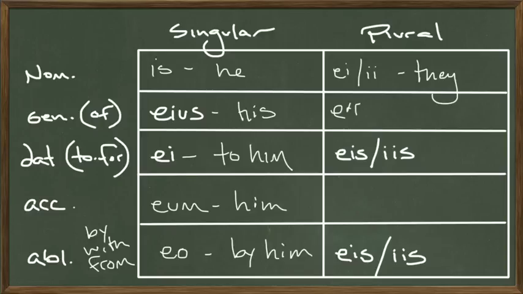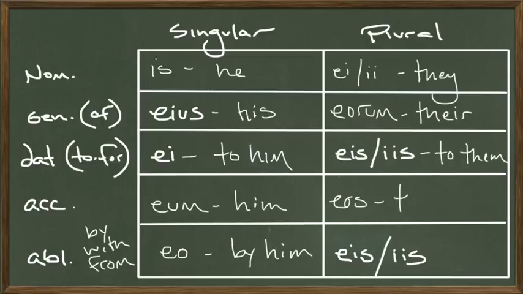Eorum, whoa, that's an ugly O. Eorum means their. So Dominus eorum est Julius. Their master is Julius. Dominus eorum est Julius. Iis or eis is to them. Eos, them. And iis or eis, I said that backwards, but eis, we'll use by again, by them.